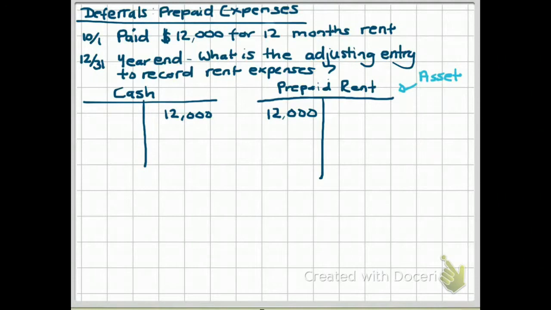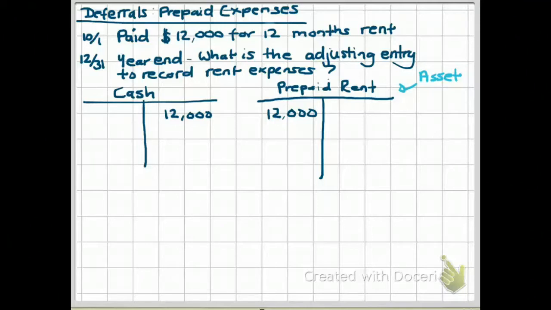Now, let's go to the year end, which is December 31st. Have we used up any of this prepaid rent? In other words, on December 31st, when you prepare your trial balance, you will have prepaid rent showing up as $12,000. Is that accurate? No, because that prepaid rent was paid on October 1st, and now it's December 31st.